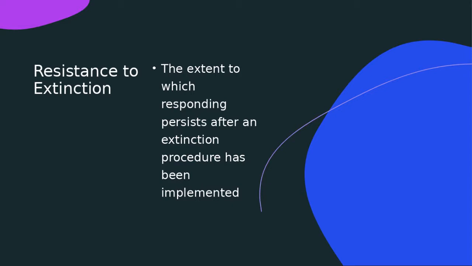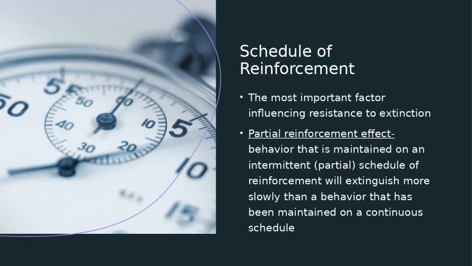If a behavior persists for quite a while after the reinforcer is removed, we say that behavior has a high level of resistance to extinction. If the behavior weakens or decreases very quickly after the reinforcer is removed, we say that behavior has a low level of resistance to extinction. And there are several different things that can influence a behavior's level of resistance to extinction.